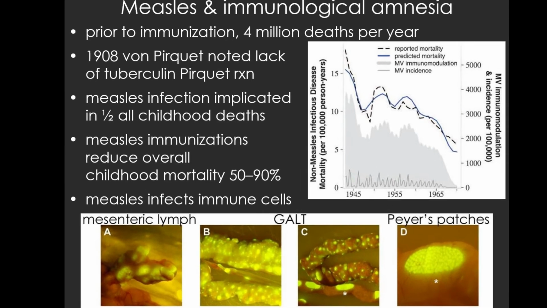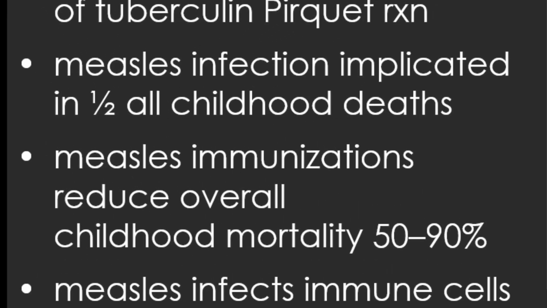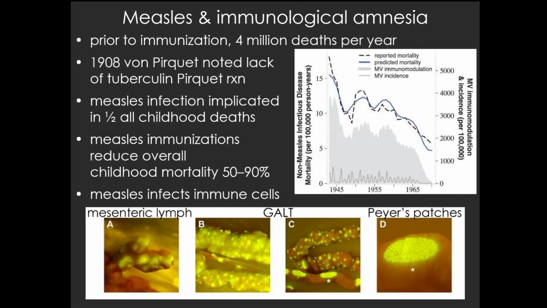And so measles infection became implicated in not just the deaths due to measles, but implicated in half of all childhood deaths due to infectious diseases prior to the measles immunization. And the measles immunization has reduced overall childhood mortality due to infectious diseases anywhere from 50 to 90%. And that all relies on the fact that when the measles virus infects immune cells and those cells die, any memory those cells contained is lost to the body.